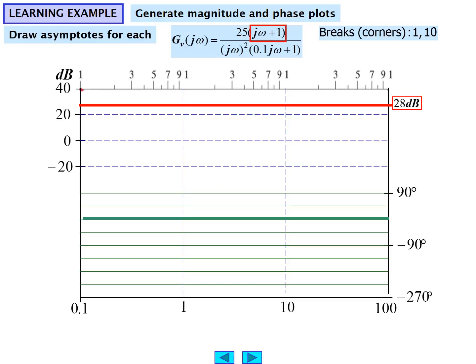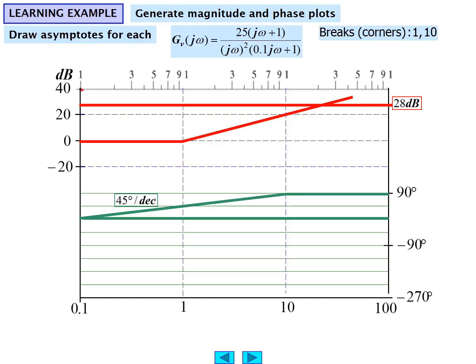The second term, jω plus 1, is going to have a break or corner frequency at 1, so it'll be constant 0 dB until it hits 1, and then it is a zero, so it'll break positive 20 dB per decade at that point. Notice it goes from 0 to plus 20 at 10, from 1 to 10. Its phase angle would be plus 45 degrees at the break or corner frequency and do 45 degrees per decade, breaking upwards. So it goes from plus 45 degrees to plus 90 degrees, and then plus 45 degrees to 0 degrees, or plus 45 degrees per decade. And that breaks again, it becomes 90.